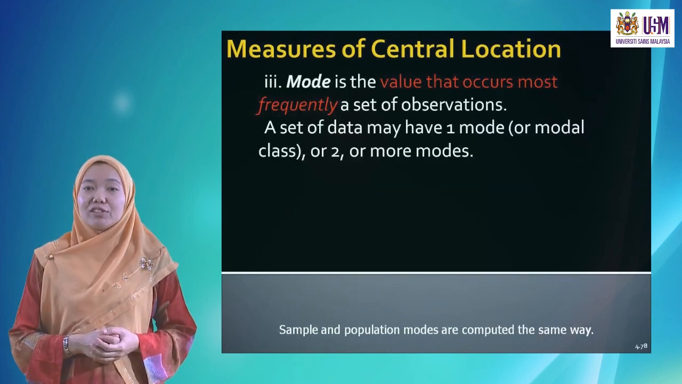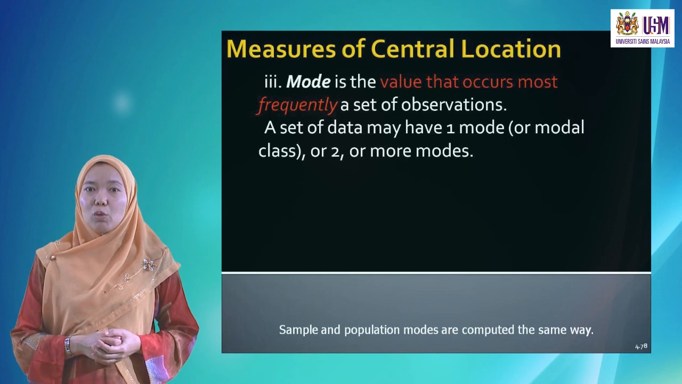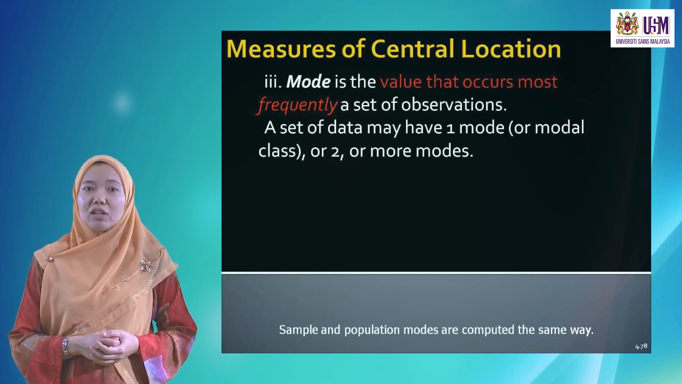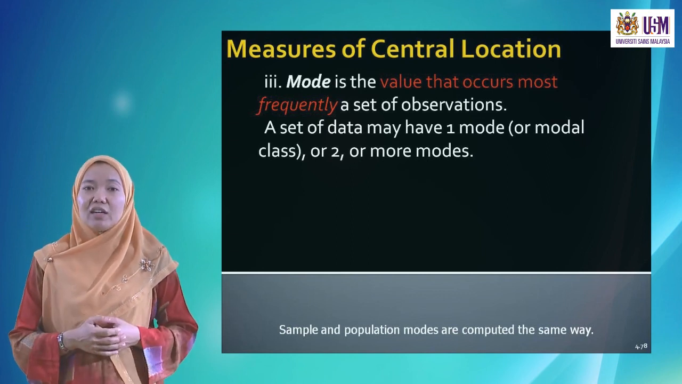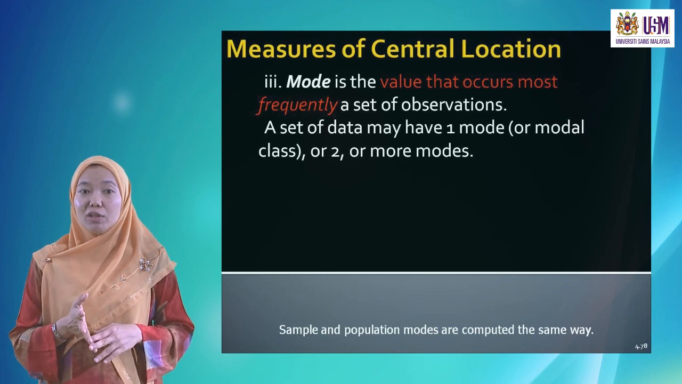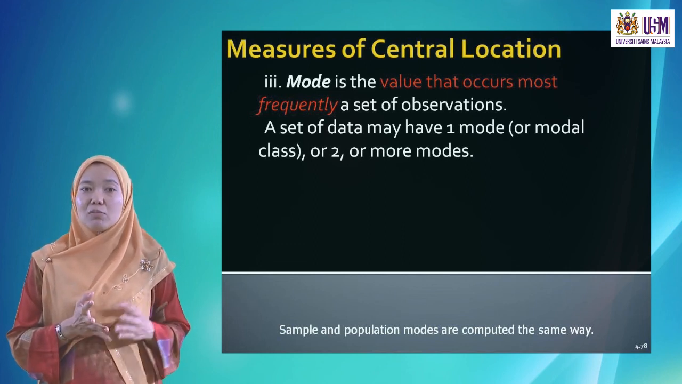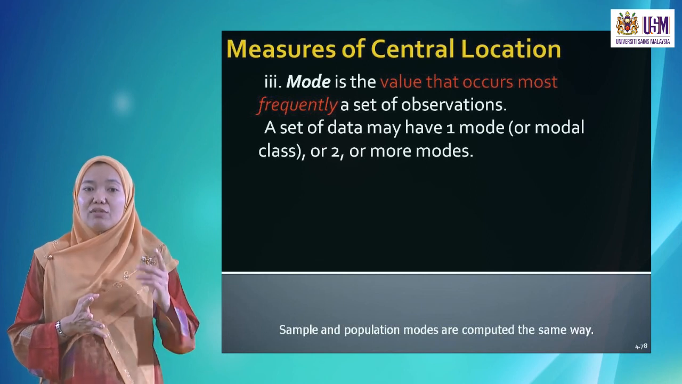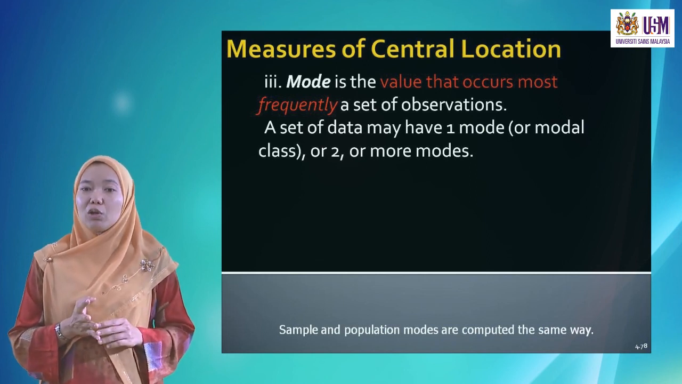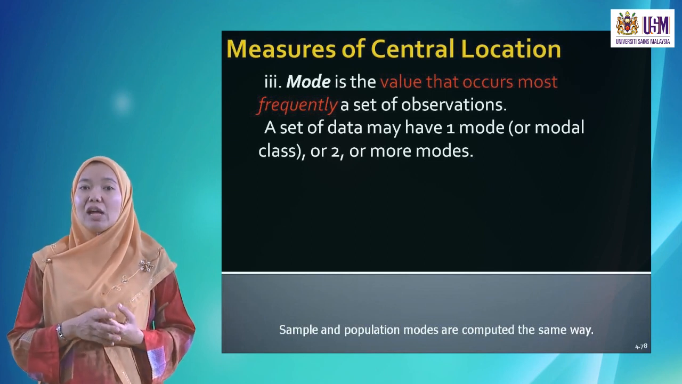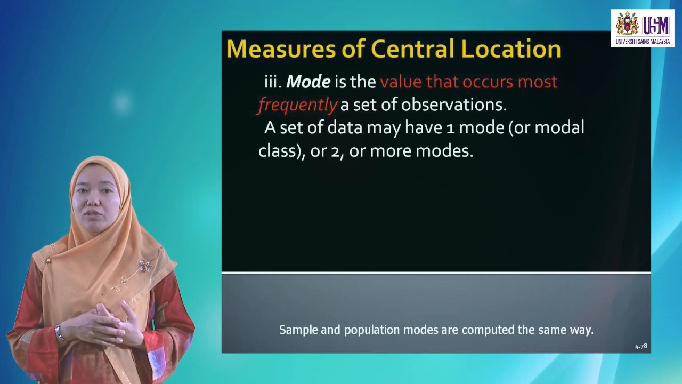The third measure of central location is what we call the mode. What is the mode? The mode is the value that occurs most frequently in a set of observations. If you have a set of data, it's possible to have one mode or one modal class, or two modes or two modal classes, or maybe more than two. Sample and population modes are both computed the same way. You just need to look for the value that occurs most frequently.